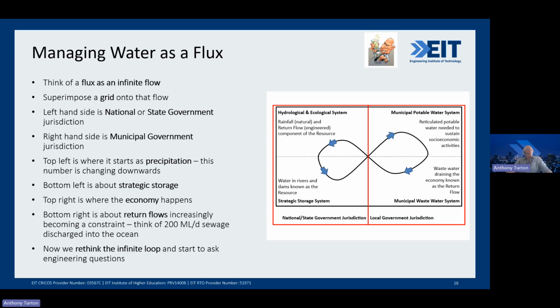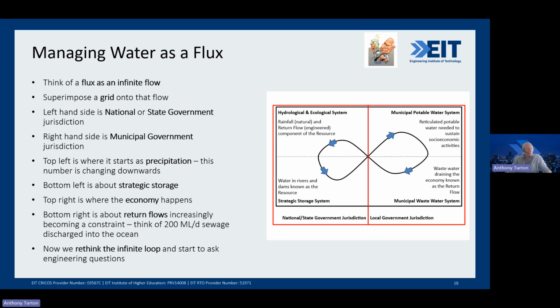And you start seeing that the top left is where it all starts. That's where precipitation happens. That's where rainfall falls out of the sky. And this number is changing globally, and we'll look at some numbers now. But that's the important part. That's where your ecological systems are, where the water comes into the system, into the loop as a point of origin. The bottom left is strategic storage, so dams, and we'll talk about different strategic storage in this new paradigm of abundance, one of them being aquifer storage and recovery. And that's an important thing for the future.